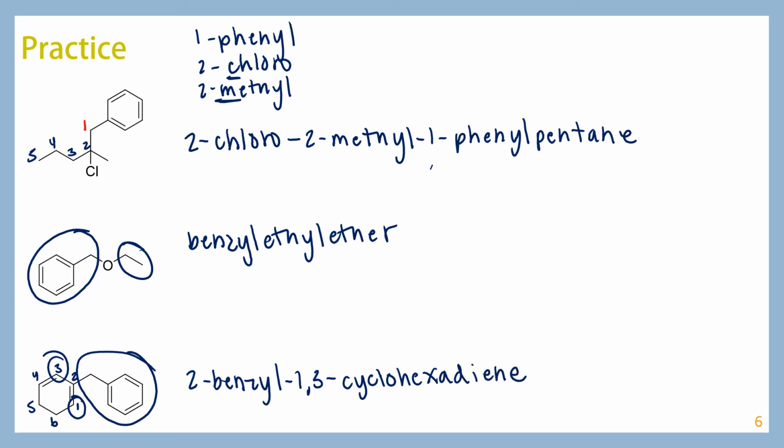So the most common mistakes that I see in this type of naming is students forgetting cyclo or forgetting the di. That's definitely the most common mistake, is you get one but not the other. So make sure that you get them both. Make sure that you fully describe the molecule.